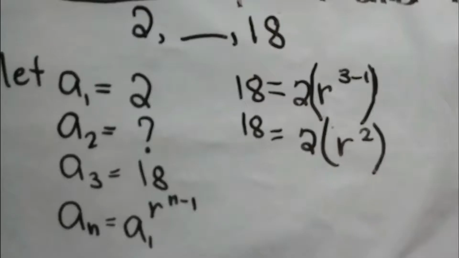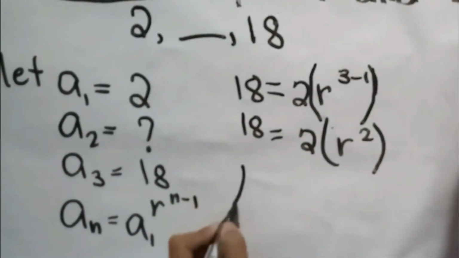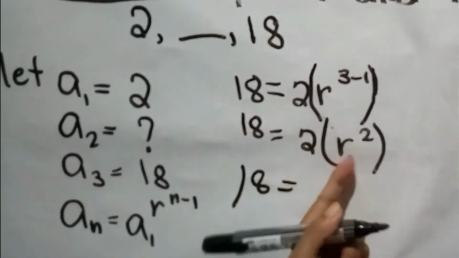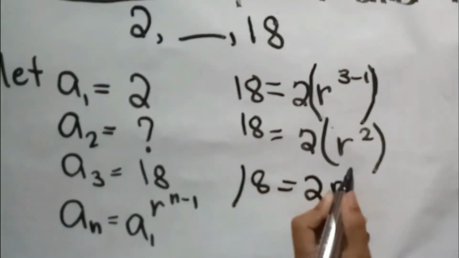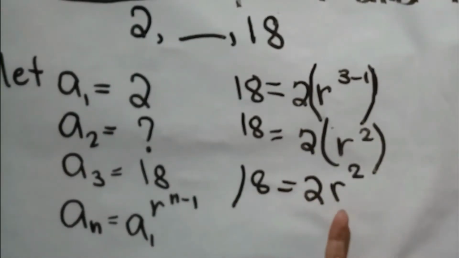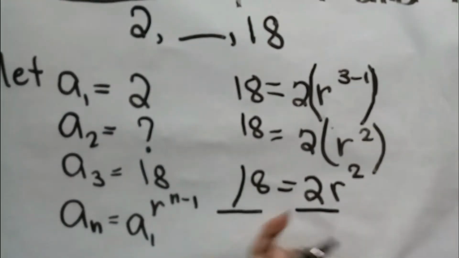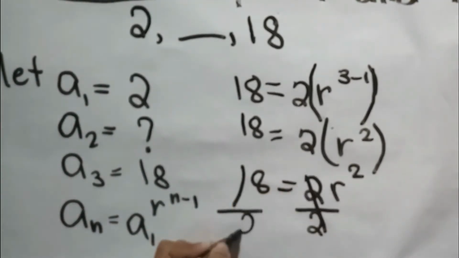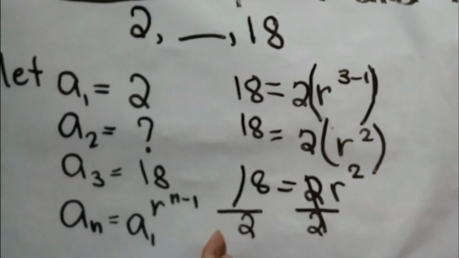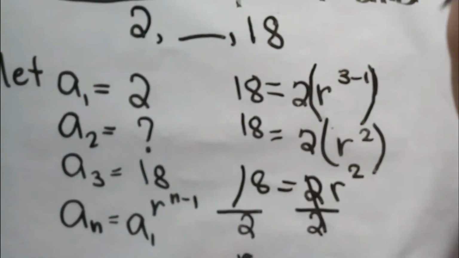squared. Okay, solve. 18 is equal to 2 times r squared. In getting r squared, we need to divide both sides by 2 so that the 2 will be cancelled. 2 divided by 2, then 18 divided by 2, that is 9. So r squared is equal to 9.